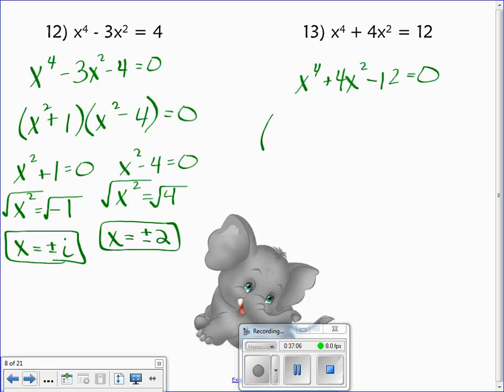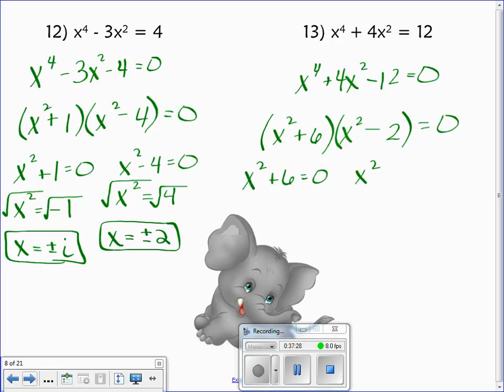Signs? x squared and x squared. 12? Good. It is 6 and 2 in that order. x minus 2 is positive. Yep. Set them equal to 0. x squared plus 6 equals 0. Is somebody confused? If we check this, this gives me 6x squared minus 2x squared. I want positive 4.